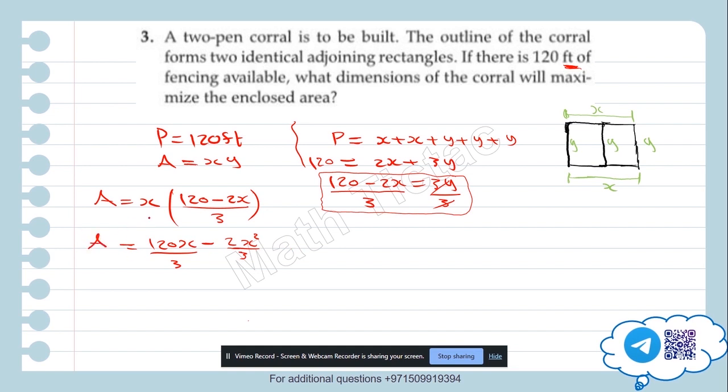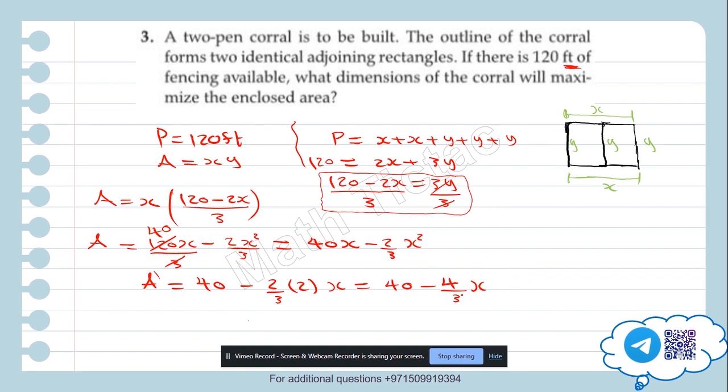Now after that we can find the derivative directly. Of course we can simplify this. This is going to be 40, so let's write it in simplified form. So this is 40x minus 2 over 3 x squared. So now finding A prime, this is equal to 40 minus 2 over 3 multiplied by 2, from the exponent, x, which means in here we have 40 minus 4 over 3 x.